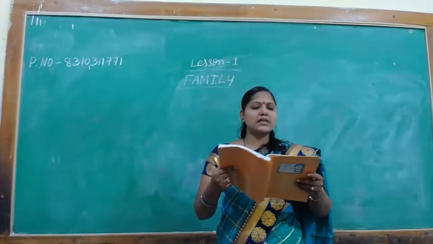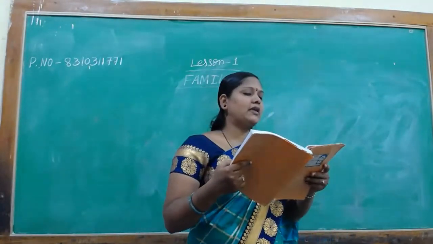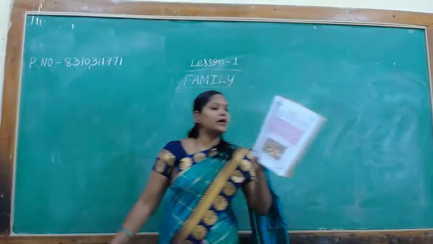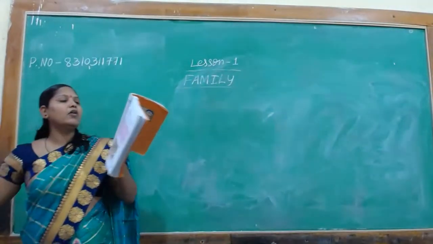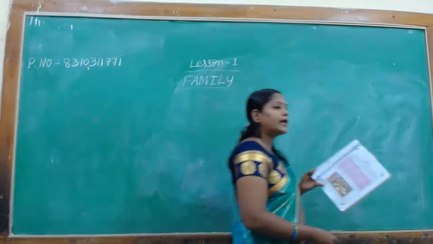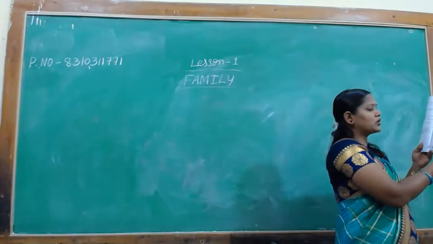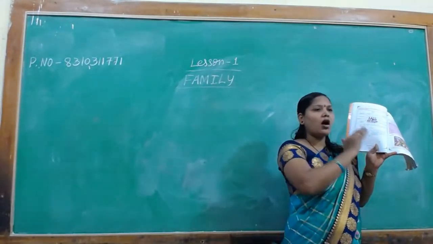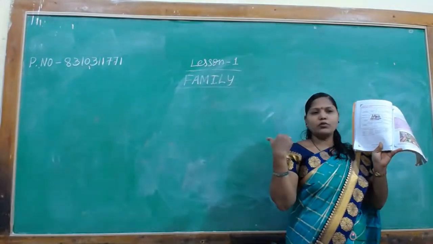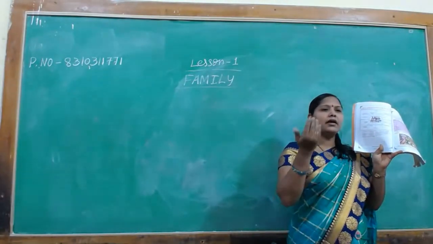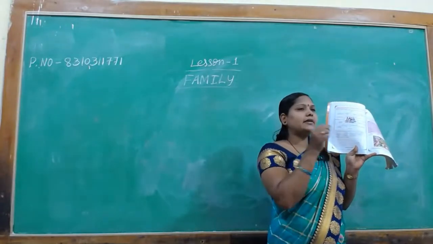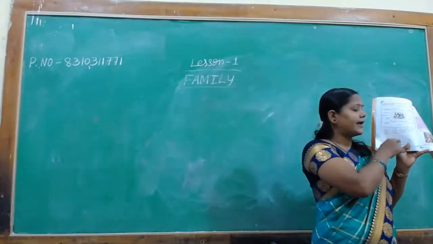Answer the following questions with the help of the picture given below. What are the good qualities I learned from a family? What type of question and answer have they given here? Two questions are there. You have to write them in the textbook. Afterwards, I will give the notes. In the classwork, I will give these questions. Understood? Now take a pencil and write this down.